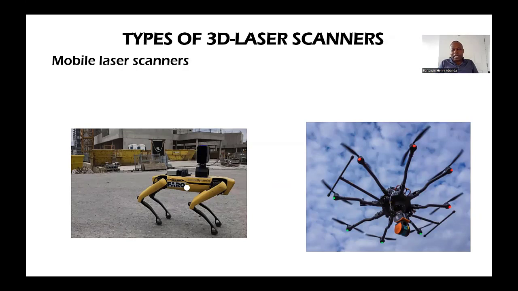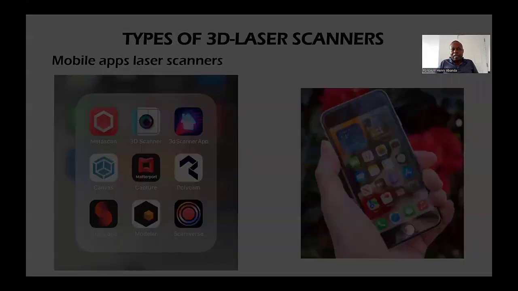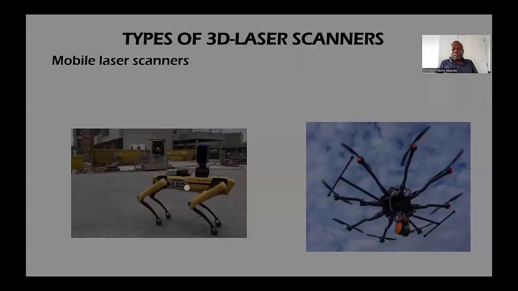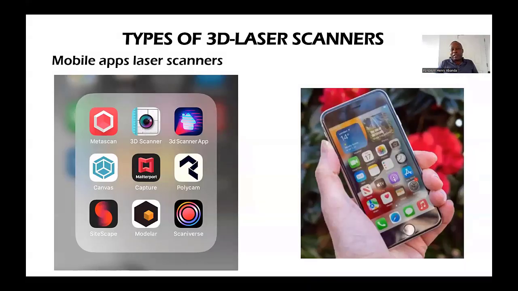And then it can now move around and scan the intended target. Now, don't confuse mobile laser scanners with mobile apps laser scanners. Our mobile phones today have so many mobile app scanners in them. And I've just put a screenshot on the left: Metascan, 3D laser scanners, Metaport, Canvas, Sidescape, Modular, Scanivers, Polycam. Those are just some of the examples. There are so many of them today. You can actually use your phone to scan some of these apps to scan a building.